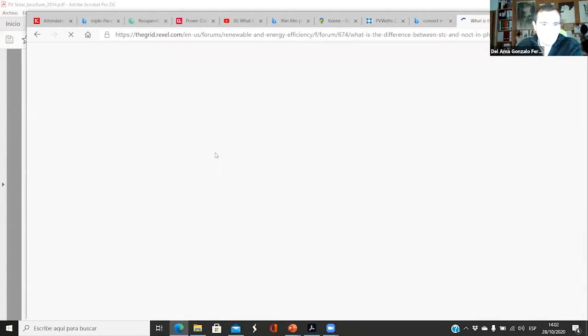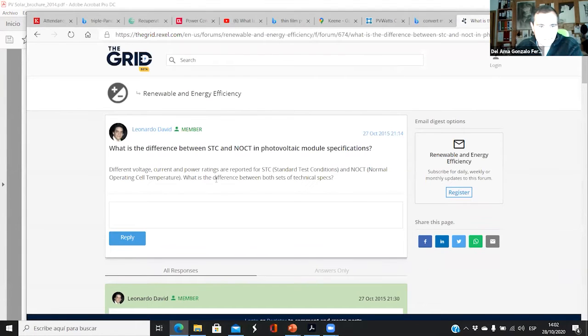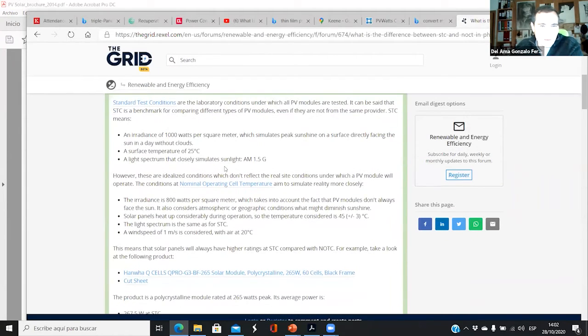Okay. What's the difference between STC in photovoltaic module specifications? STC stands for Standard Test Conditions, and NOCT is the normal operating cell temperature. Here people are explaining that.